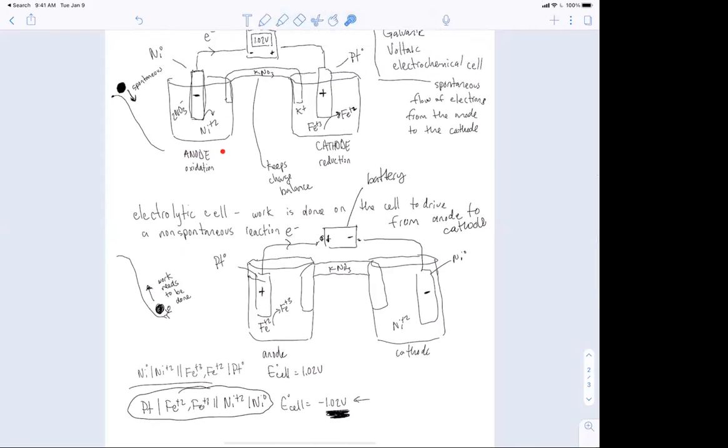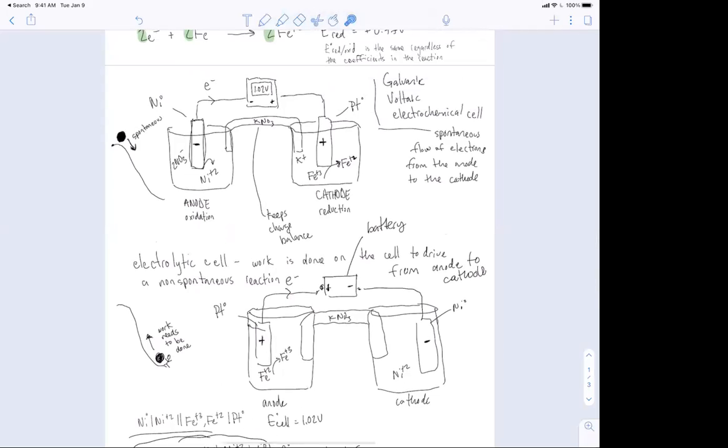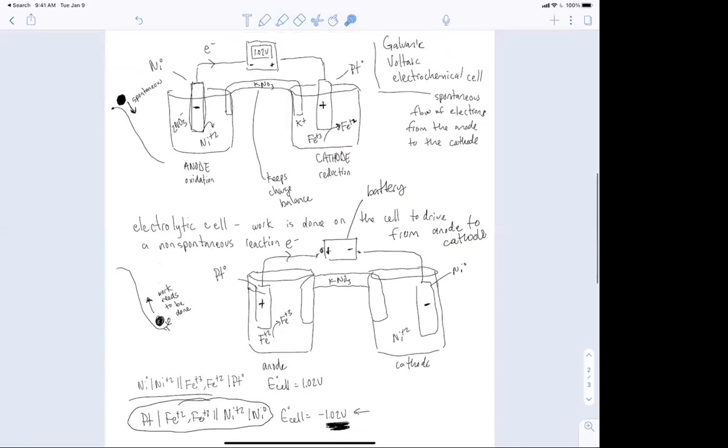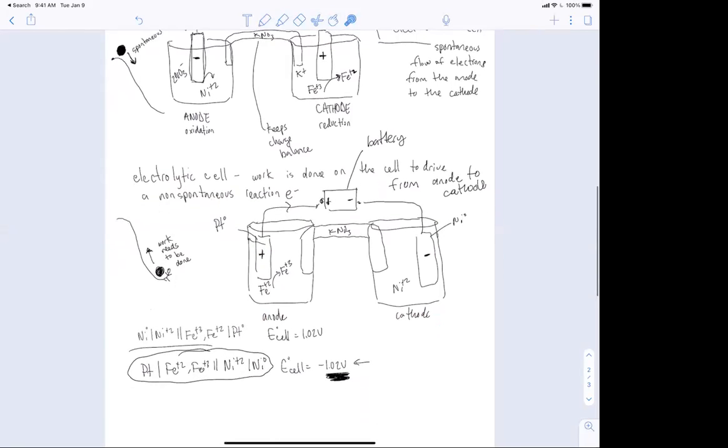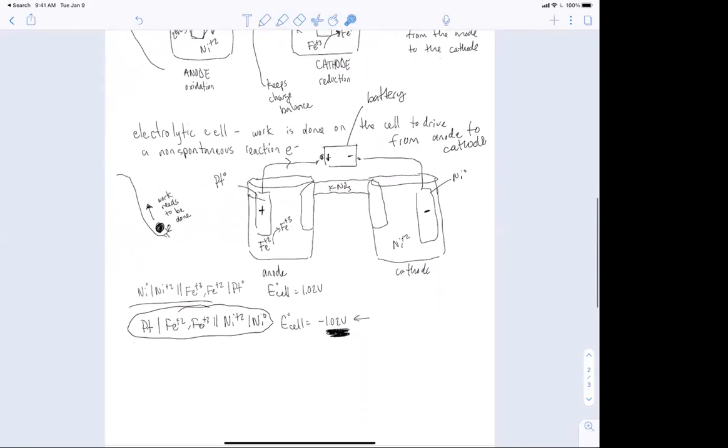Basically what I'm saying is in a galvanic cell, your anode is negative and your cathode is positive. In an electrolytic cell, your anode is positive and your cathode is negative. So the signs get inverted even though everything else looks the same. These signs cue you in on the fact that it's an electrolytic cell.